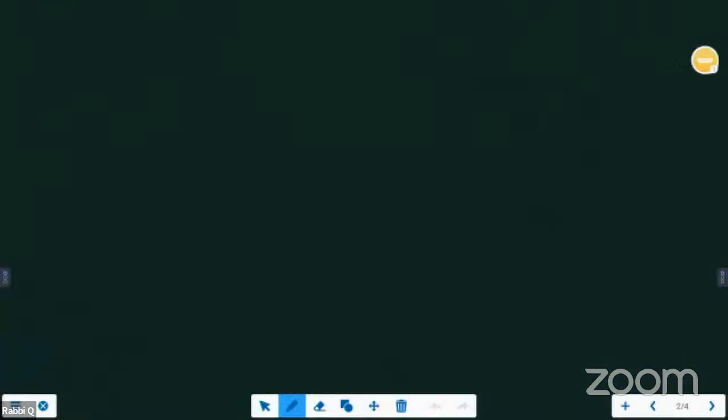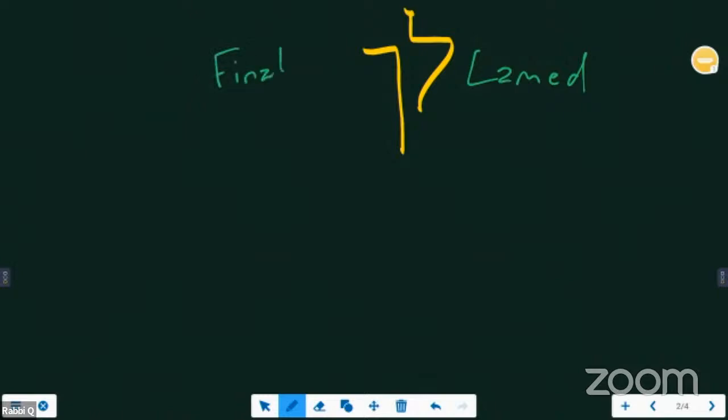So when we are dealing with this week's parasha, one of the things that we are going to encounter is, of course, that concept of Lecha. Okay? And that is actually this right here. That is the Hebrew letter Lamed and the Hebrew final Kaf. Okay, final Kaf.